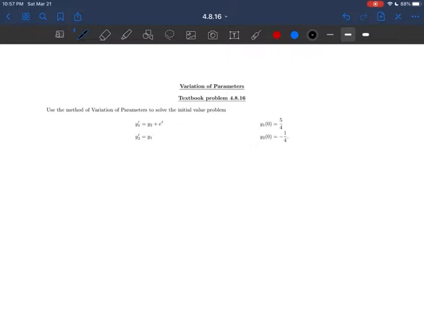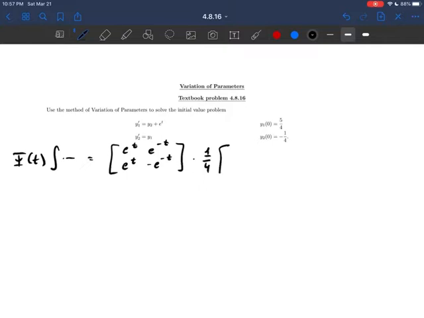Okay, getting back on track, we need to multiply this thing by c of t, the fundamental matrix. Let's do that on a separate page. So now we're looking at c of t times this integral that we just did. c of t was e to the t, e to the t, e to the minus t, minus e to the minus t. And we're now multiplying that by 1/4 times 2t and e to the t, 2t minus 1. Our 1/4 can go out front.